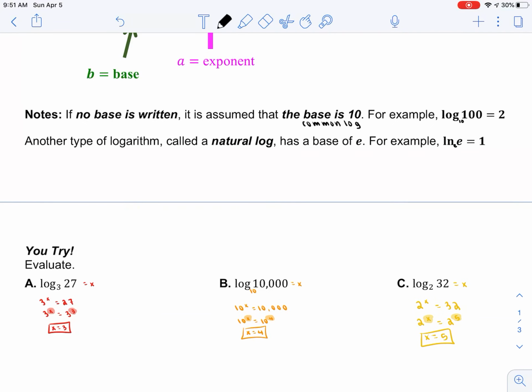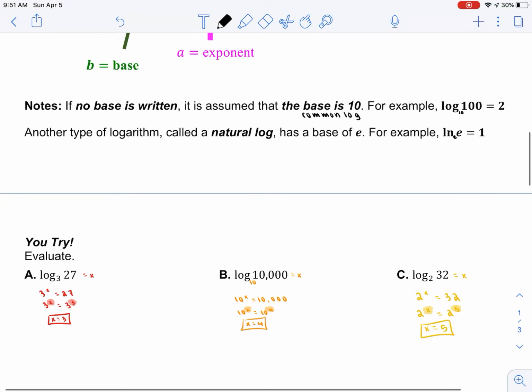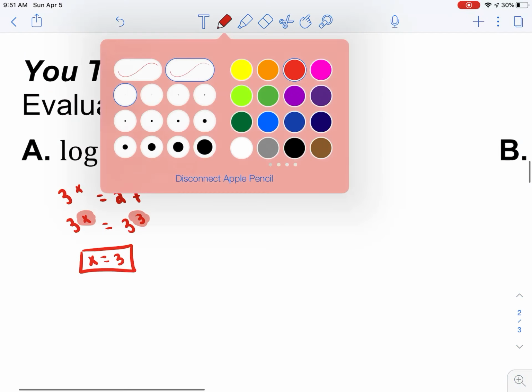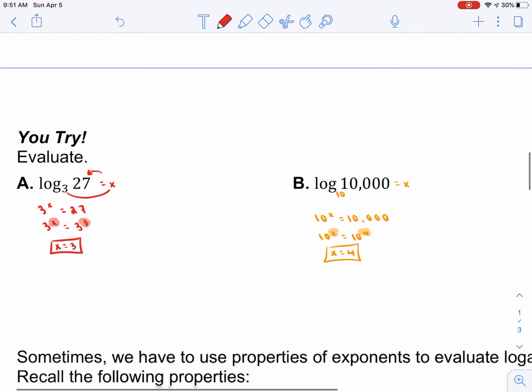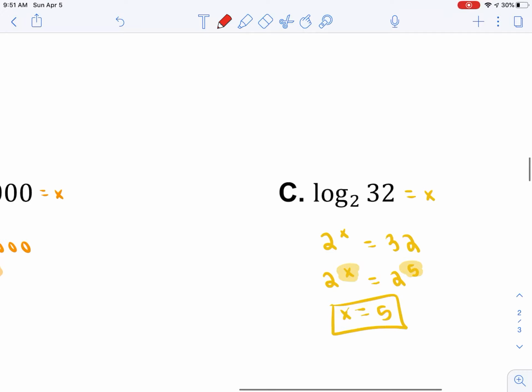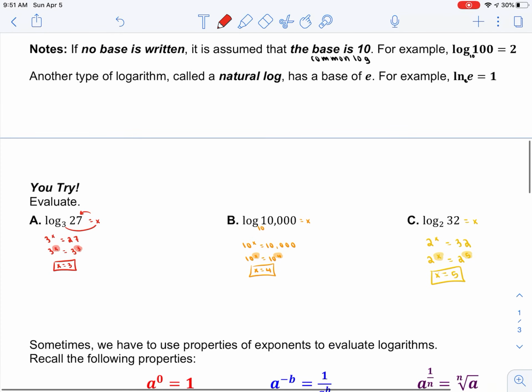All right, let's see how you guys did. For part A, you should have 3, or x equals 3. For part B, you should have had 4. And then for part C, you should have 5. So again, think circle of life. If you're struggling, 3 to what power is 27? Either think about it or get that same base. Same thing with part B. And then also for part C, same thing, where you're thinking 2 to what power is 32? Either get the same base or just think about it.